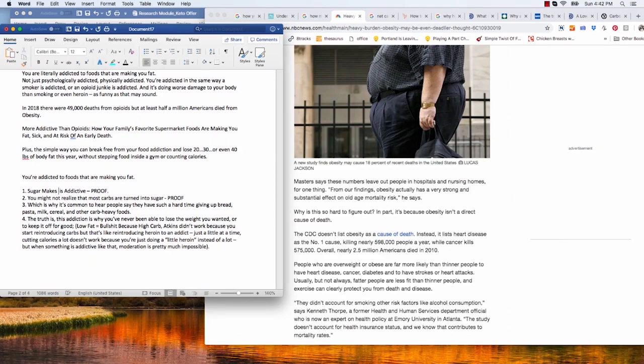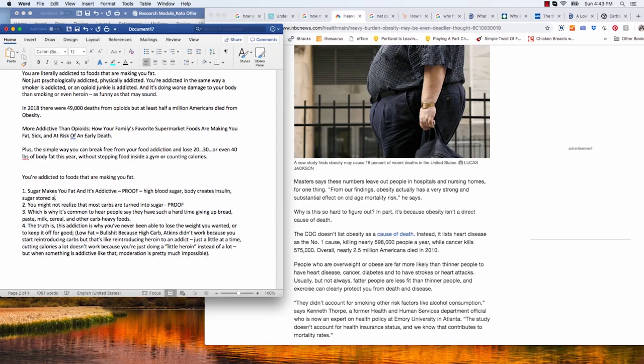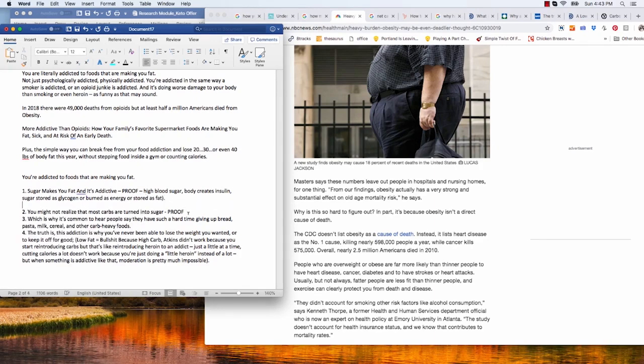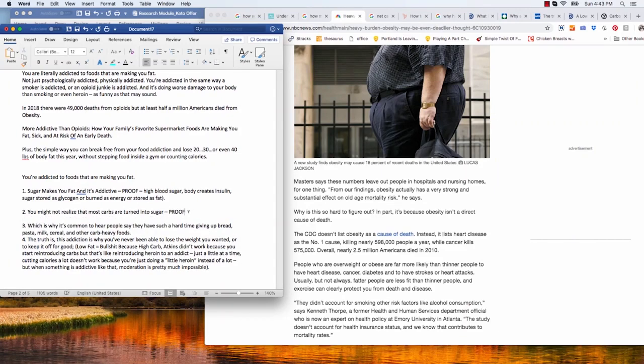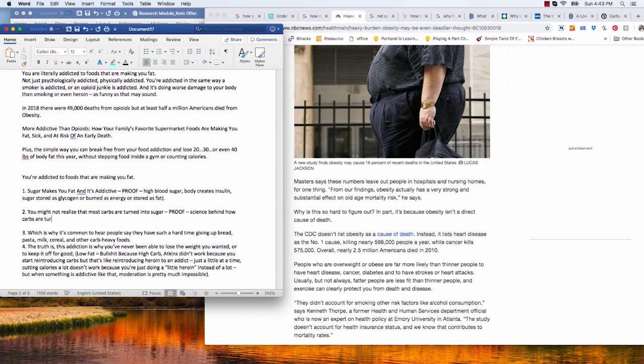Sugar makes you fat, and I don't know, it's all caps or whatever, and is addictive. Proof, right? So high blood sugar, body creates insulin, sugar stored as glycogen or burned as energy or stored as fat. Right? Okay. Sugar, basically. Right, science behind why, and then we'll just run out some of it. Science behind how carbs are turned into sugar.